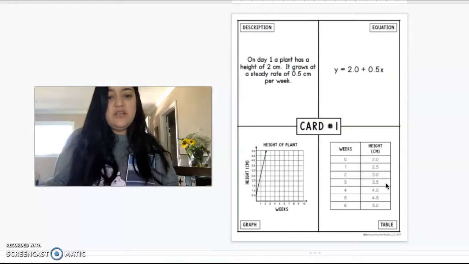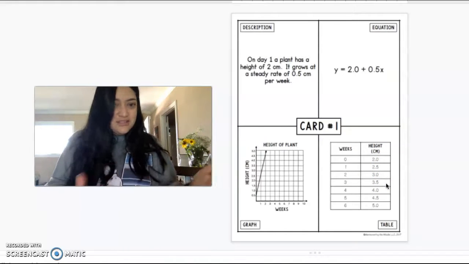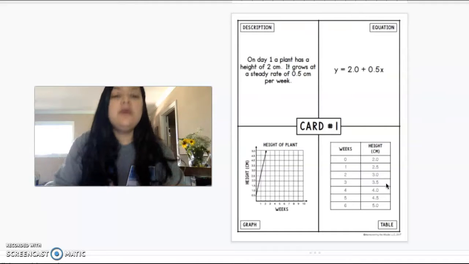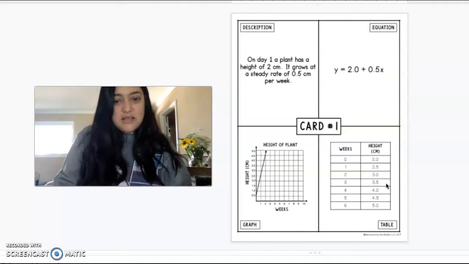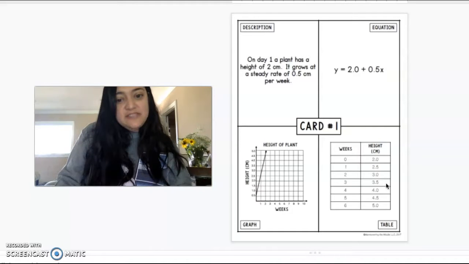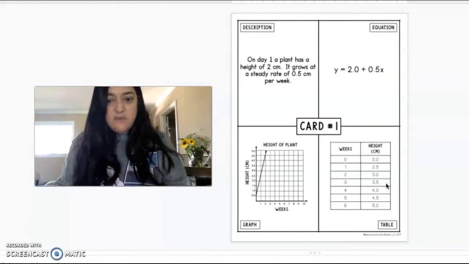So what you would do on your recording sheet or your answer sheet, wherever you're writing it out, you're going to tell me, okay, on card number 1, the graph is wrong because it starts at half a centimeter instead of 2 centimeters on day 1.